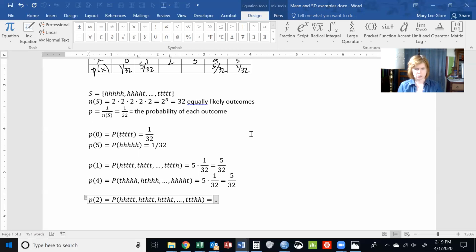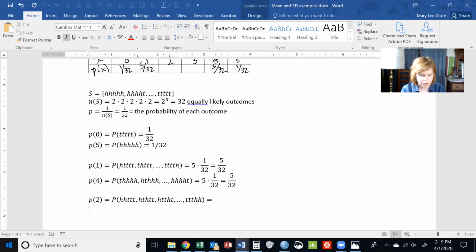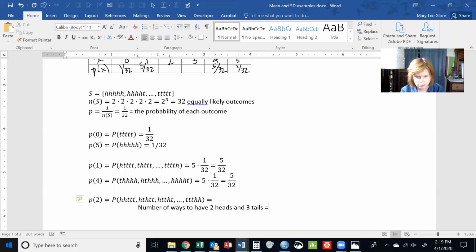All right, so how many of them are there? How many ways, that's what I need to know. I need to know the number of ways to have 2 heads and 3 tails. That's what I need to know. And I'm going to take that value times 1 over 32. Okay, so how can I do that?